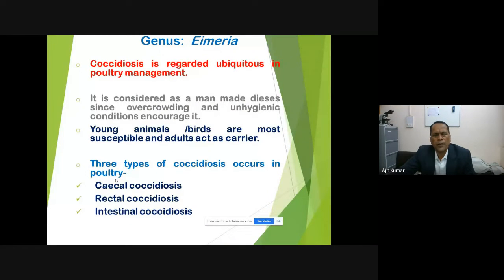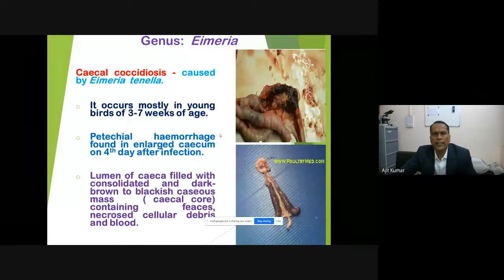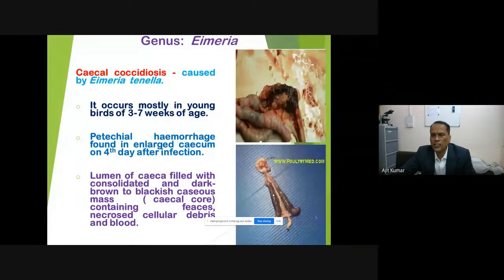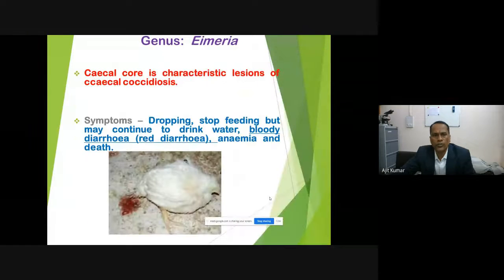There are different types of coccidiosis, cecal coccidiosis and rectal coccidiosis, but the most pathogenic and most commonly prevalent is cecal coccidiosis. Young animals are susceptible, adults act as carriers. It causes hemorrhages in the cecum. This is the cardinal sign of coccidiosis. The symptoms are dropping, feeding, and generally in Eimeria tenella, which causes cecal coccidiosis, bloody diarrhea. Bloody diarrhea caused by Eimeria tenella is the cardinal sign.